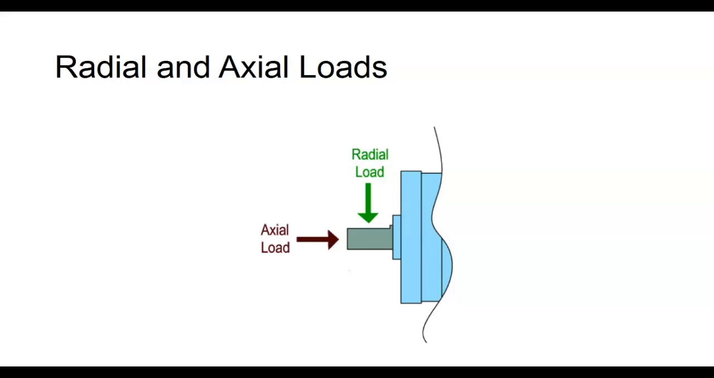So this would be an axial load because it's in parallel with the axle. This will be a radial load. It's perpendicular to that. Axial load, radial load. Yeah, so it's perpendicular with the radius. So the radius of a circle goes out from the center. So that's why you can remember. The radius goes this way.